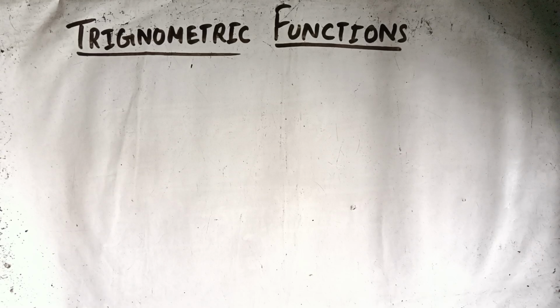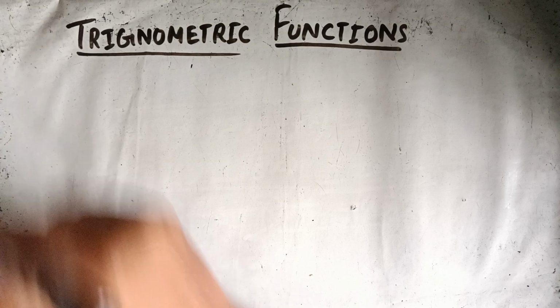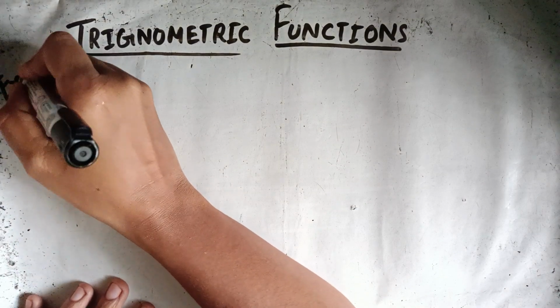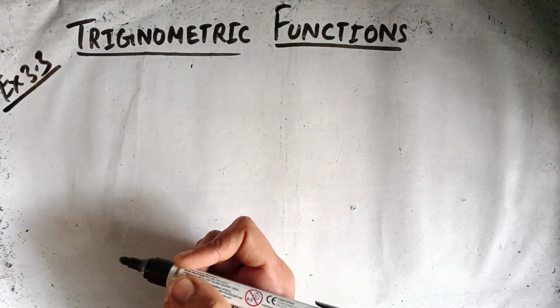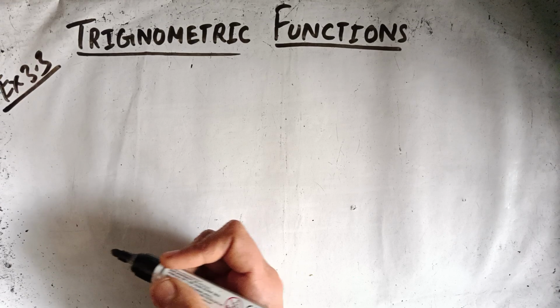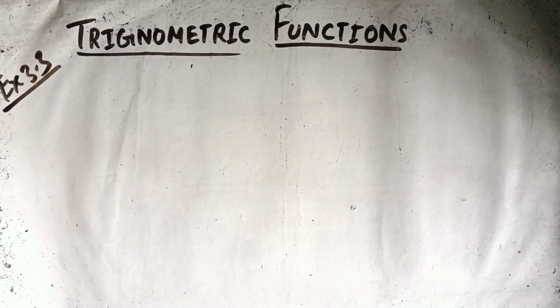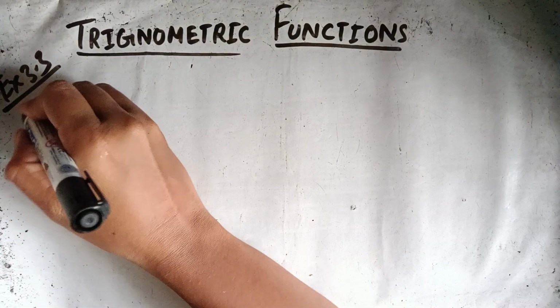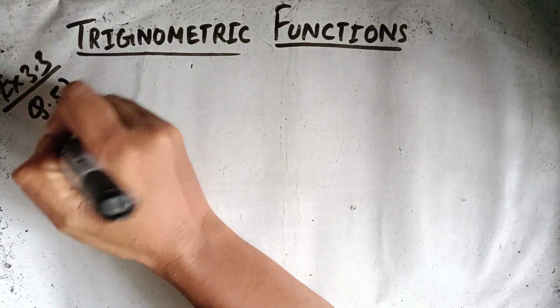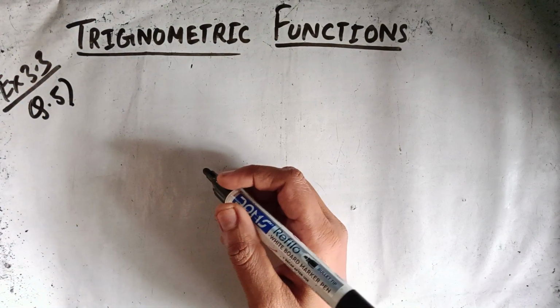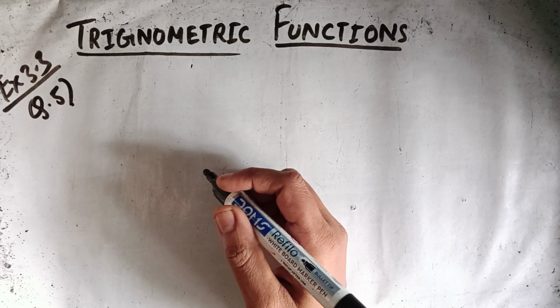Hello students, so we were doing exercise 3.3, question 5. You have to find the value of sine 75 degree.